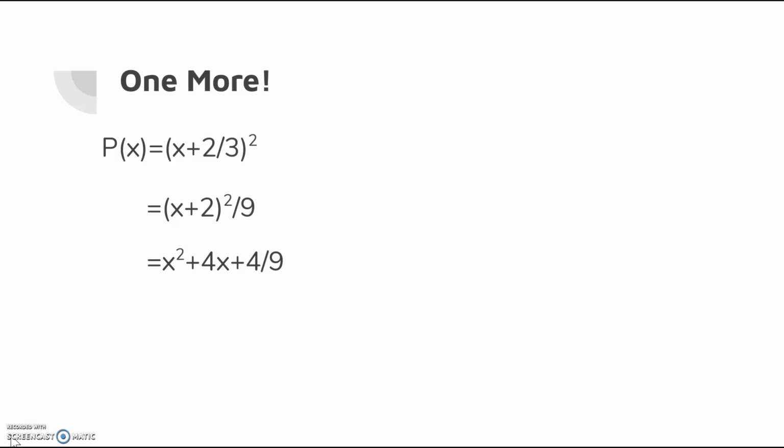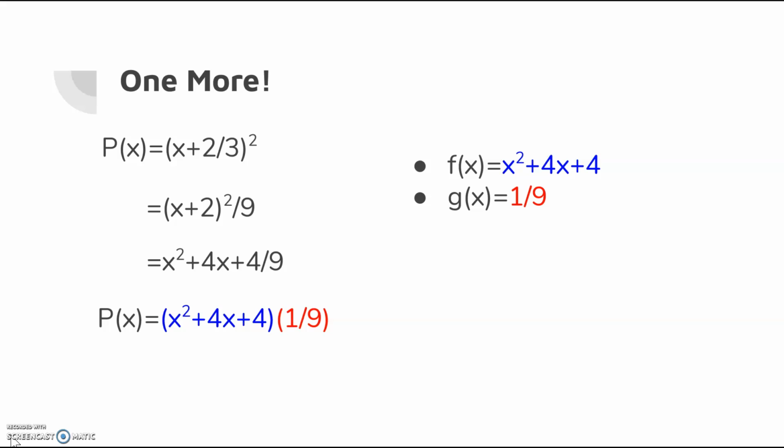Let's square both the numerator and denominator, getting us x plus 2 squared divided by 9, and then factoring out the top, we have x squared plus 4x plus 4 divided by 9. Now this looks like our example from earlier, so let's take out the denominator from underneath the numerator to give us x squared plus 4x plus 4 times 1 over 9. Again, it's the same exact function as the one at the top, but in this case, we can see f of x and g of x much easier, and now we can use the product rule.